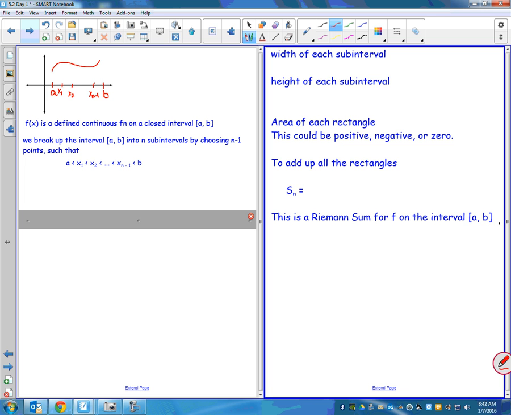So we want to think about what would the width and the height be if we made these into rectangles. It's like between a and x sub 1, and between x sub 1 and x sub 2, and on and on. If I made those into rectangles, what would the width and what would the height be? They're not going to be numbers, right? You have to think here for a minute.